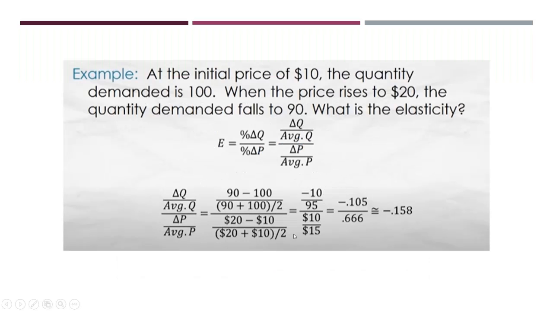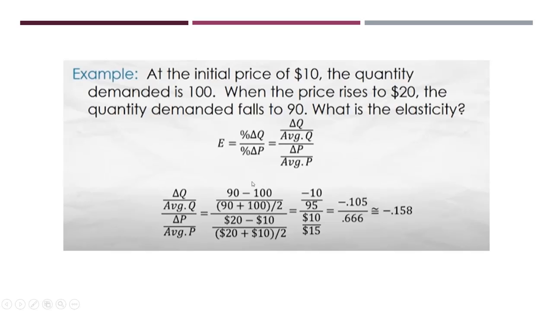So this is one of the examples na makikita nyo when you guys will solve for elasticity of demand. At the initial price of $10, the quantity demanded is 100. When the price rises to $20, the quantity demanded falls to 90. So what is the elasticity? Diba, ang una nating ilalagay dito is the quantity after the change. So in this example, that is 90. Kasi ito yung quantity after the change. So 90 minus 100. 100 is the quantity before the change over here.